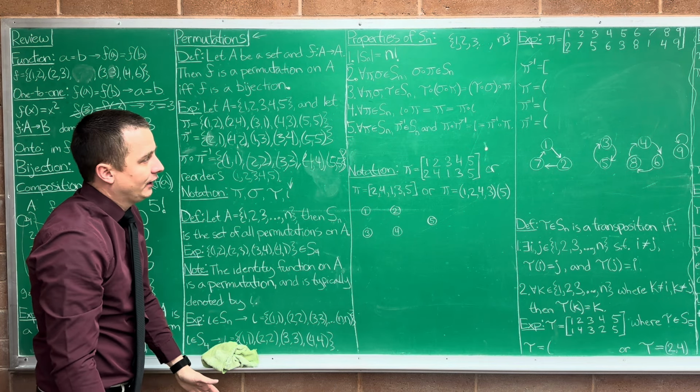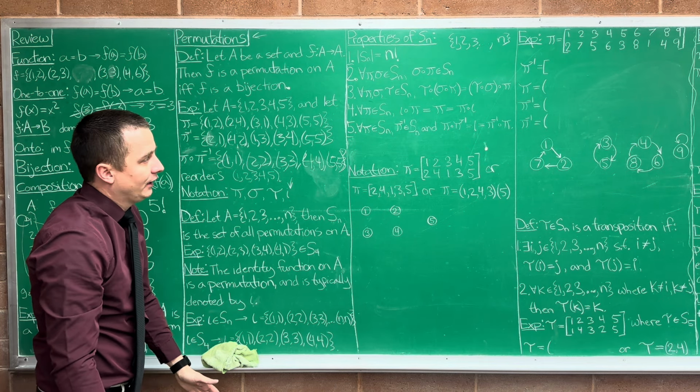I hate that. So we're going to try and cut down on our writing and come up with some better notation for quickly writing a permutation. So here's one valid way of writing a permutation. What does this one say? 1 goes to 2, 2 goes to 4, 3 goes to 1, 4 goes to 3, 5 goes to 5. So it's another way of writing this same permutation pi here.